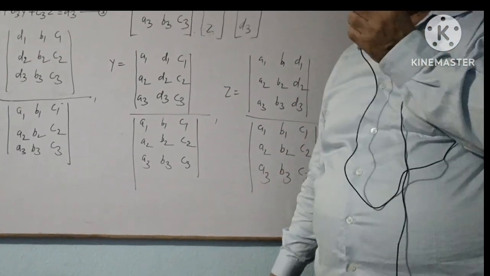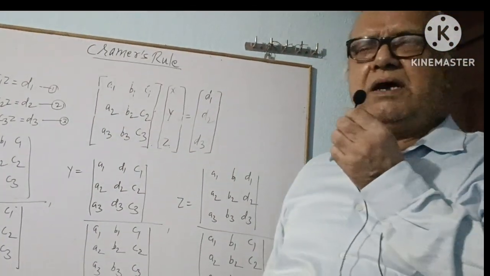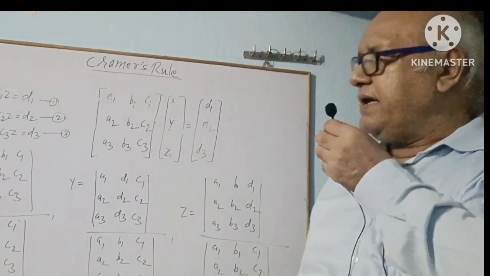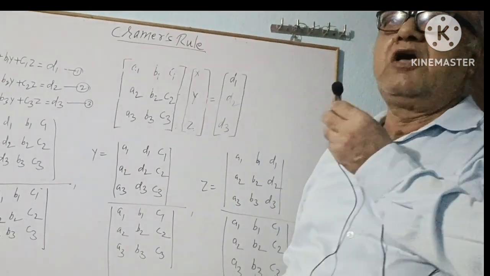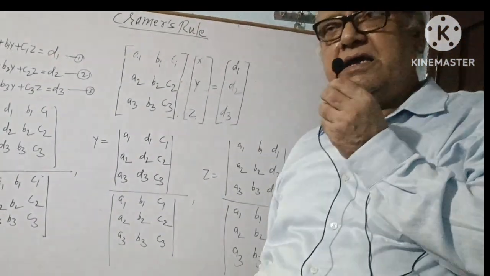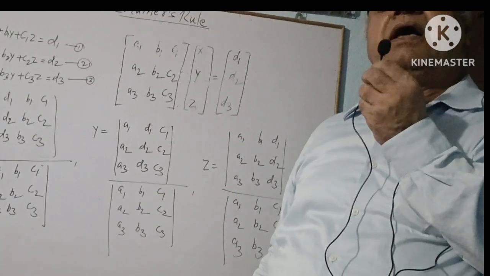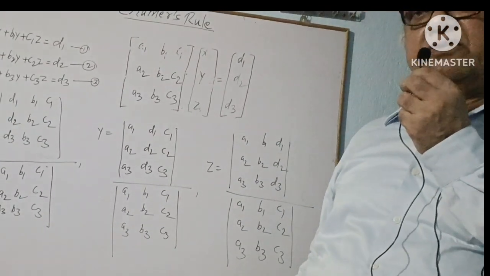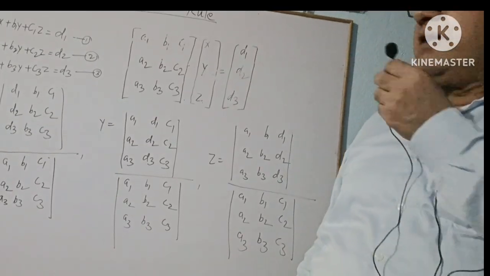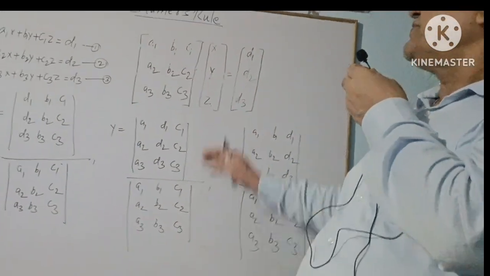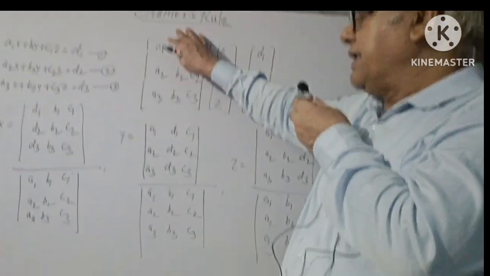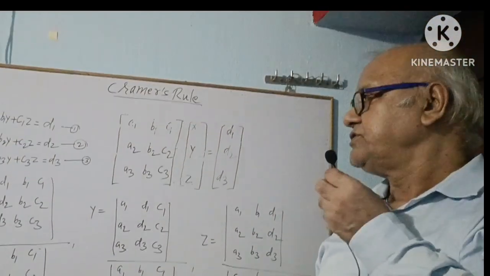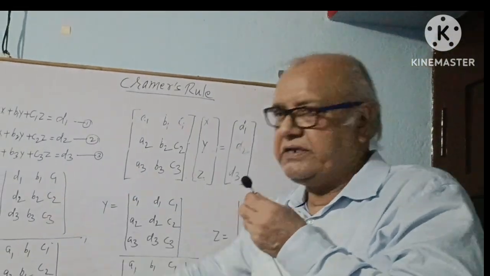In this way, if we have a large number of variables and a large number of linear equations, then by applying Cramer's rule we can very easily and directly find the values of the variables. This is the importance of Cramer's rule. Now in the next lecture we will prove how Cramer's rule is deduced to show these results.